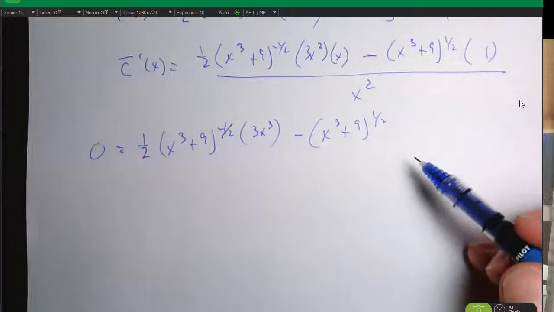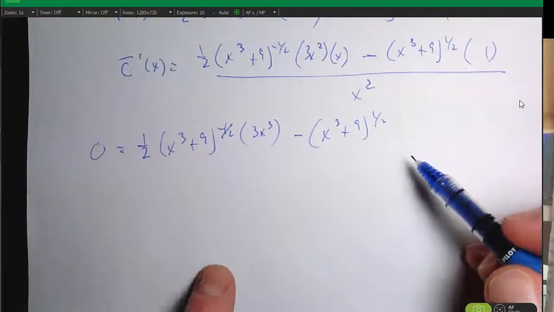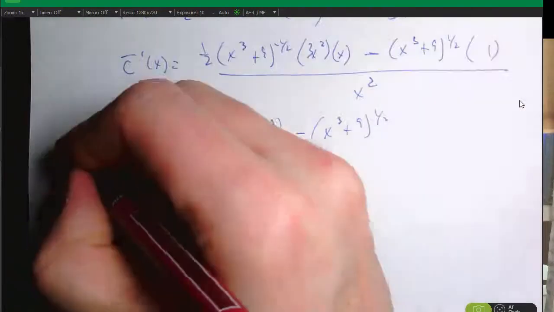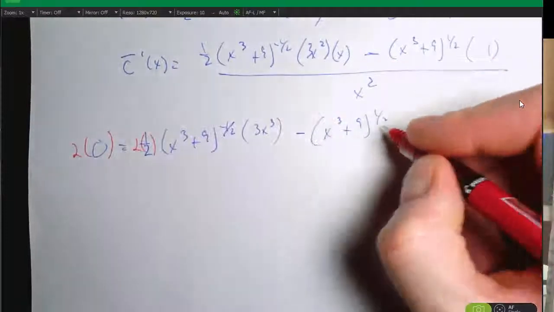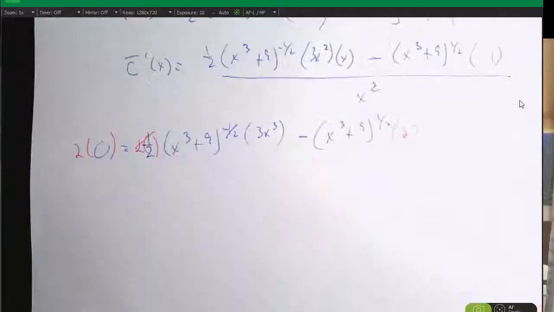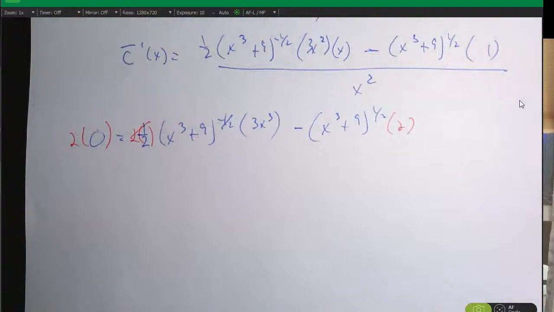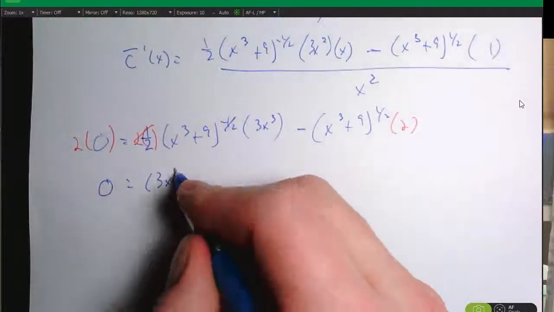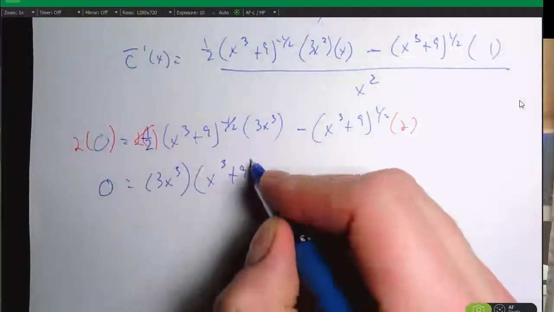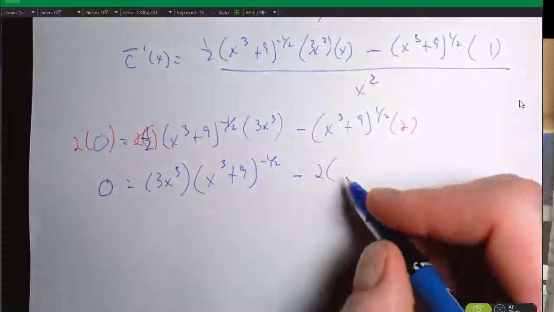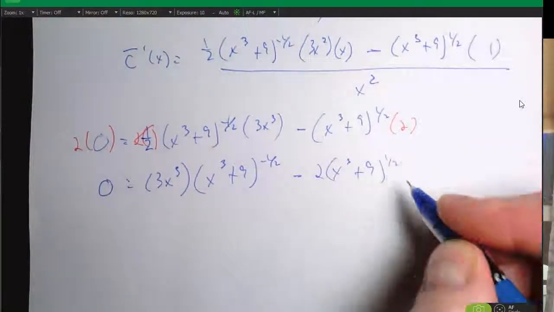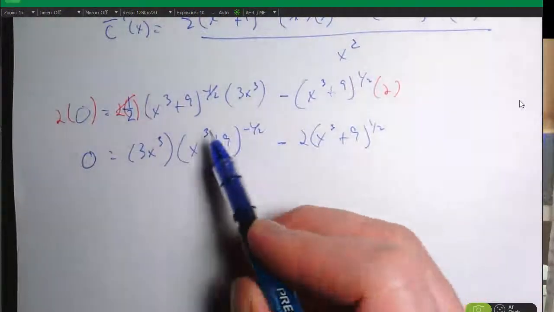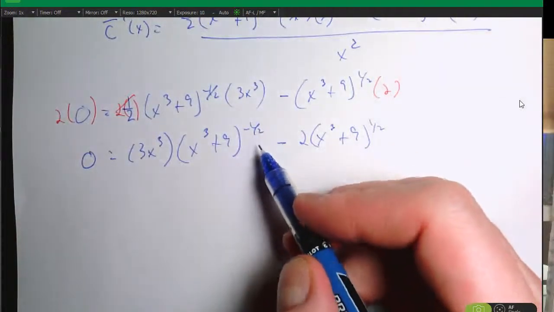So anyway, we could do all that, but here's a little solving trick for you. First, let's double everything. I'm going to multiply everything by a 2, and the reason is I want to get rid of that 1/2. So gone. That doesn't matter on the left. It's still just 0. And that gives me then 3x cubed times x cubed plus 9 to the negative 1/2 minus 2 times x cubed plus 9 to the 1/2. Now, the problem with this is this guy right here. He's an issue because he's a negative exponent.